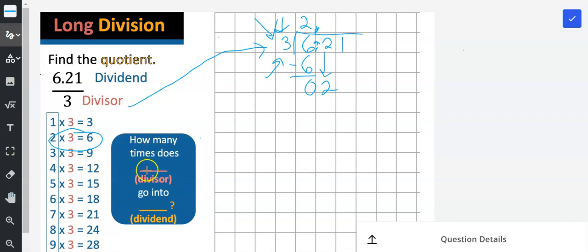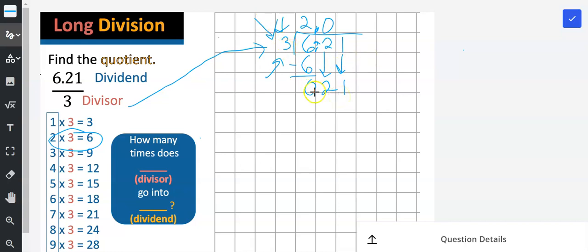How many times does 3 go into, and this time it's 2. Well, 3 is larger than 2, so I would put 0. Every time you ask this question, you have to put a number at the top. So in this case, it is 0 times. Then I have to bring down again. So I bring down a 1, and I ask the question again.